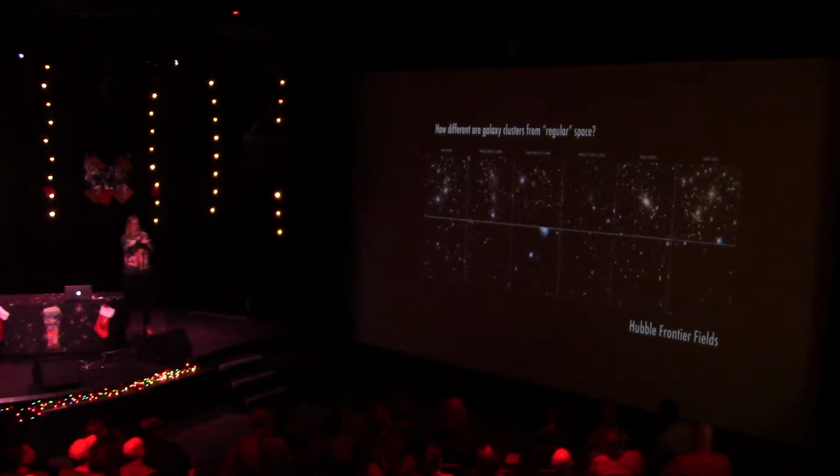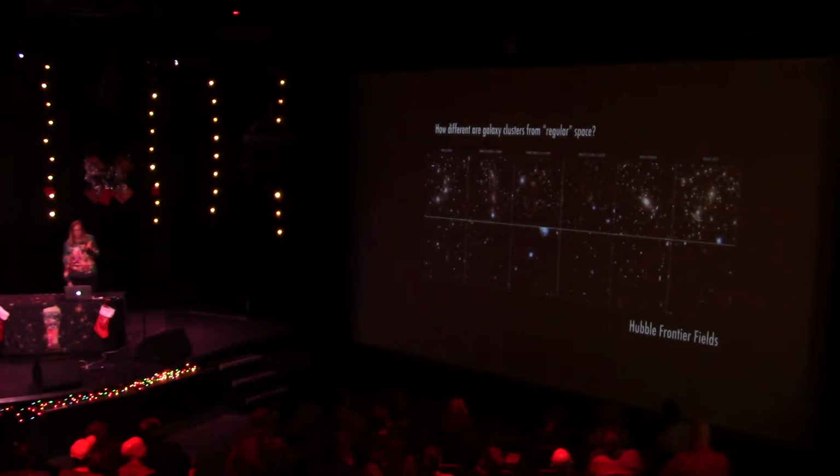Hubble has this neat mode where you can basically take 2 images at once, and they're pointed in slightly different directions. And so the primary science goal of this program was to look at the galaxy cluster, and they also got this deep imaging of blank sky alongside it. So that gives you a comparison. You see much denser fields on the top row than on the bottom.